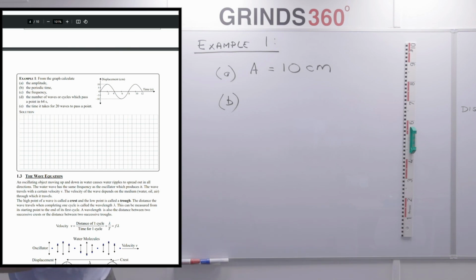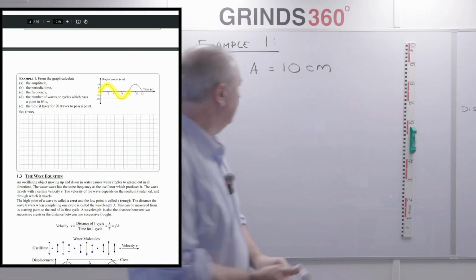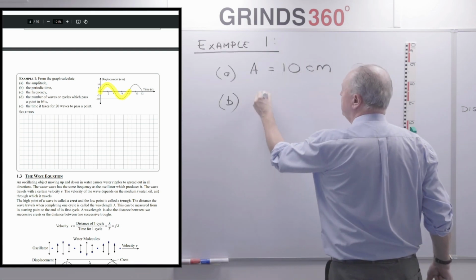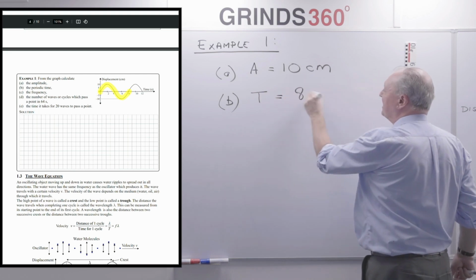So looking at my graph there, one complete cycle, start here, go across, finish here. Well, you can see just by looking at your graph, one full cycle going up and down will be 8 seconds. The periodic time is called T, is equal to 8 seconds.